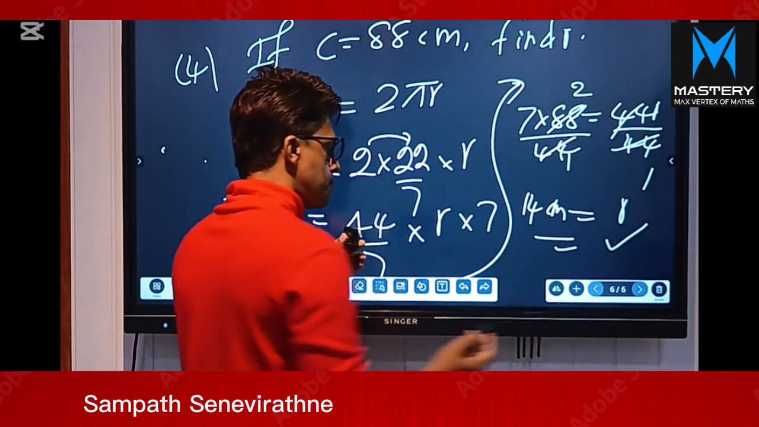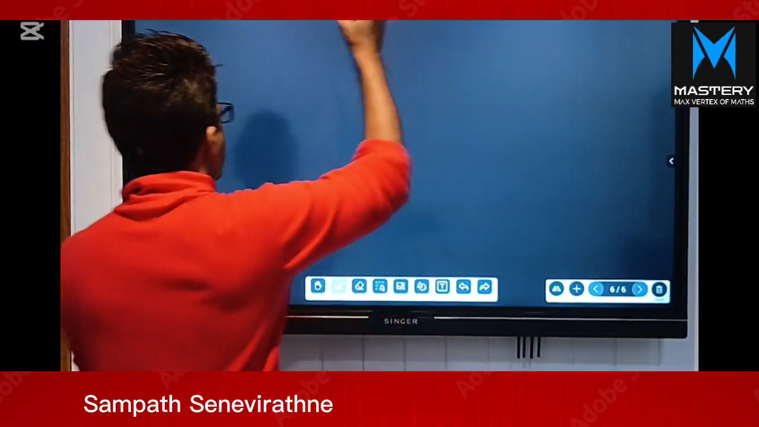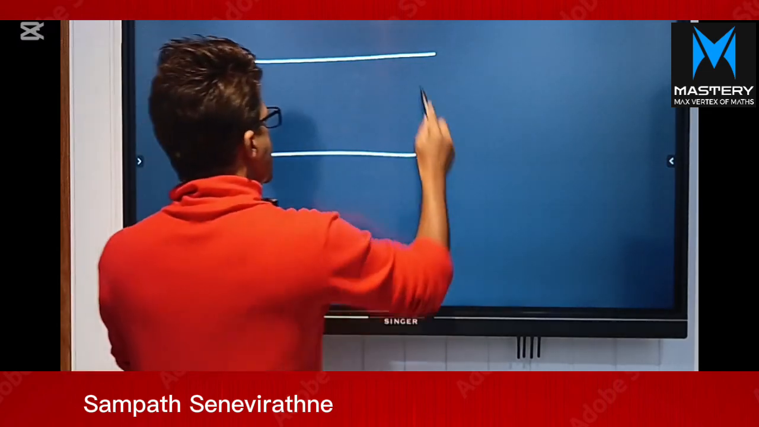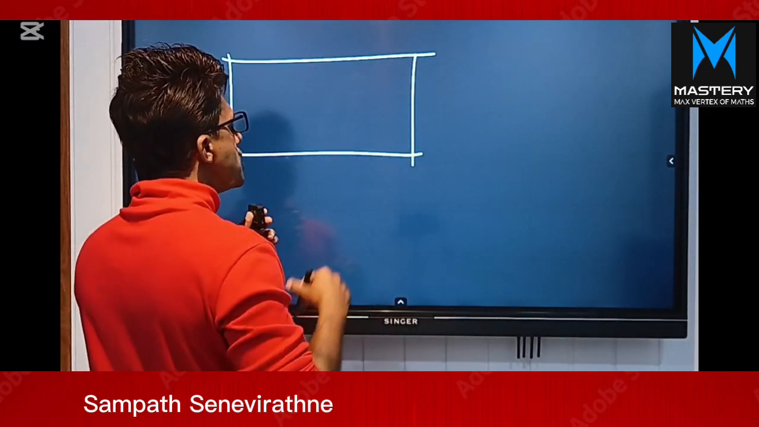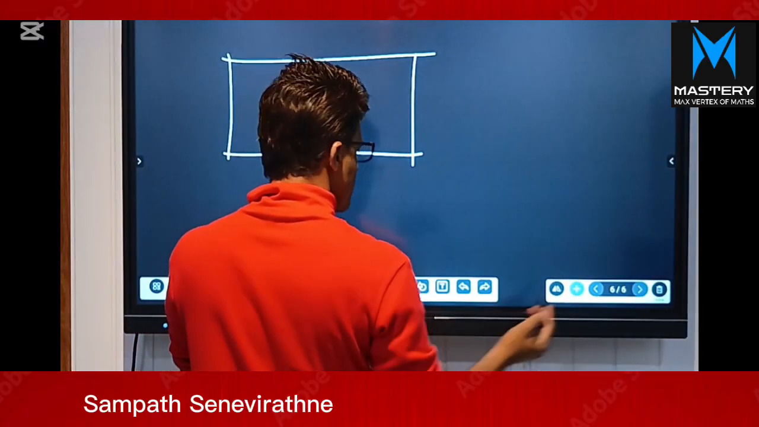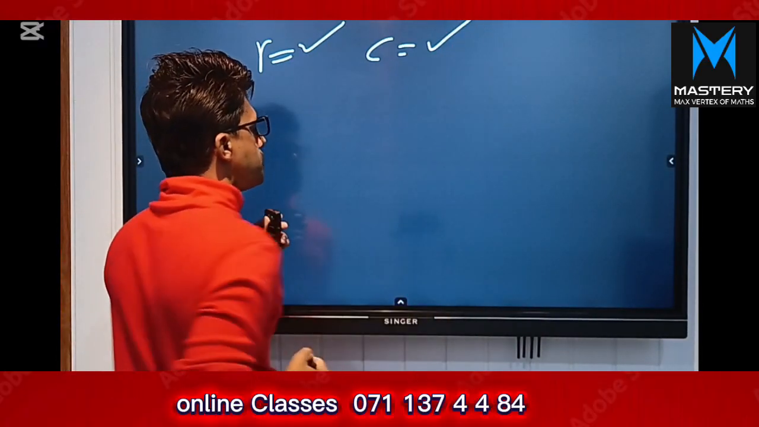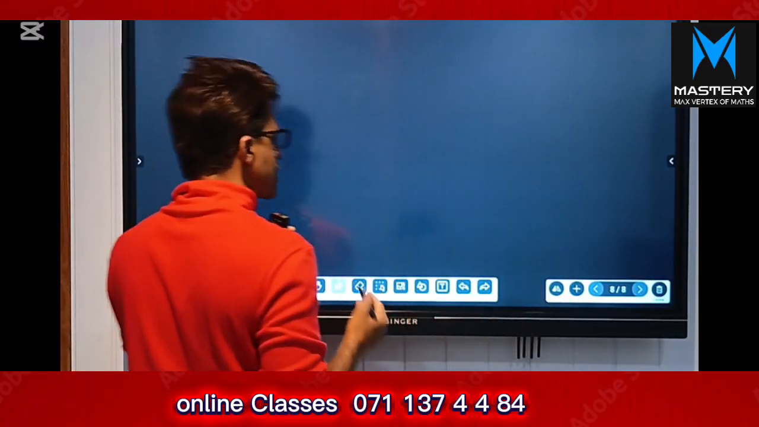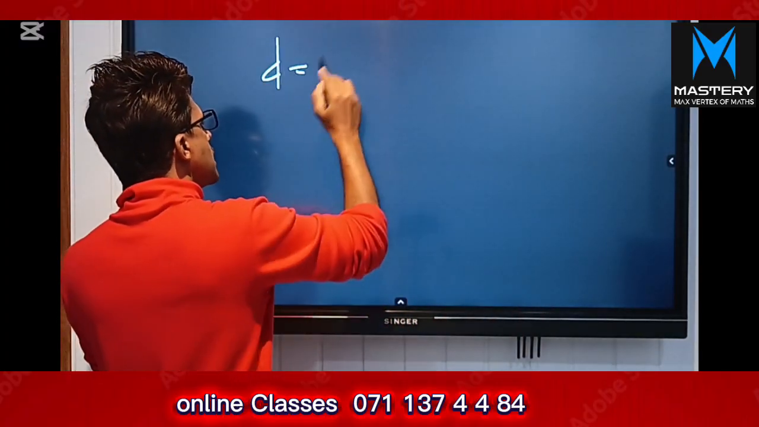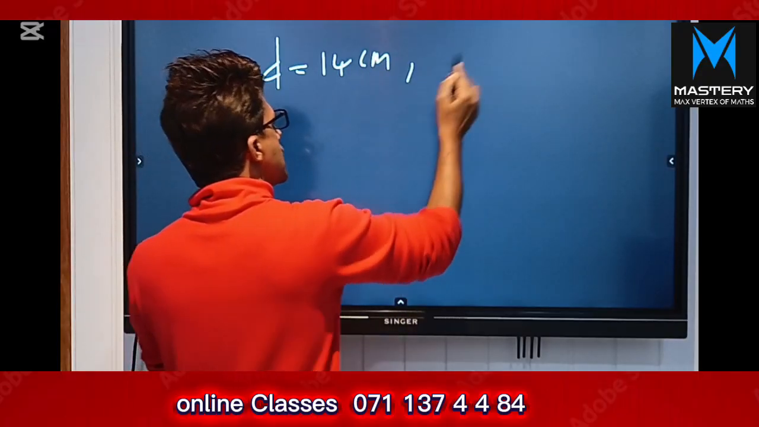Now you know that when you know the value of r of a circle, you can calculate the value of C. On the other hand, when you know the value of C, you can calculate the value of r as well. Next, I will be teaching you how to calculate the value of C when you know the value of D.